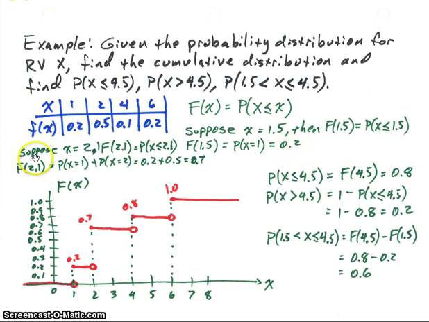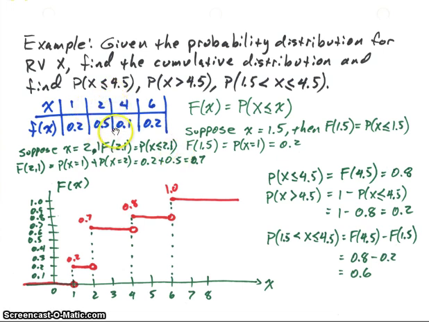Now let's look at another example in here. Suppose x is 2.1. So F of 2.1 will be the probability that our random variable will be less than or equal to 2.1. 2.1 is above this 2 and below 4, so it's in here somewhere.